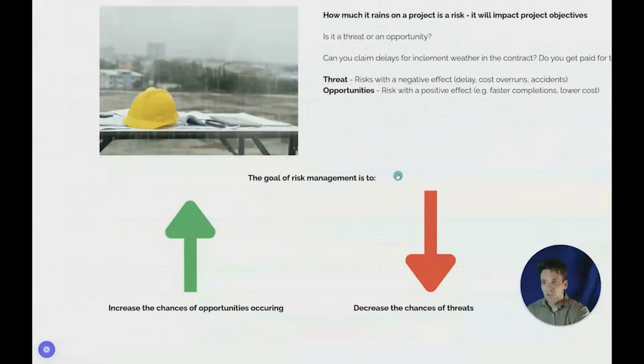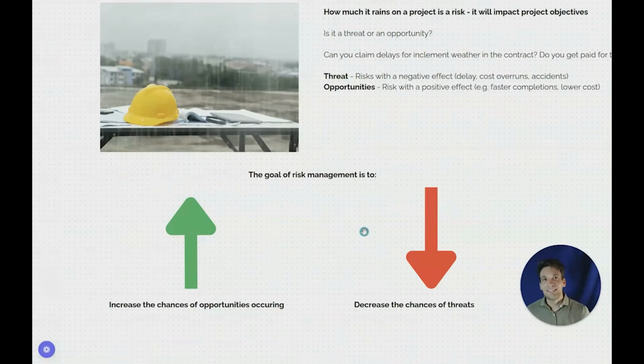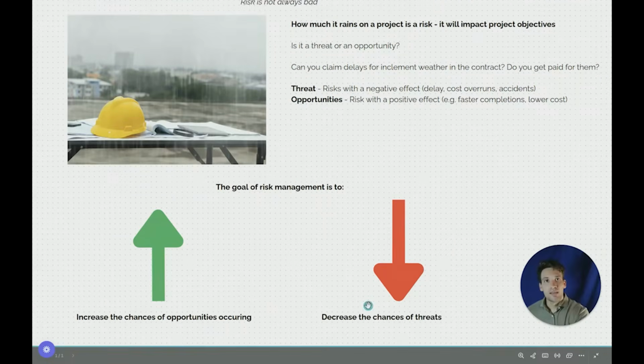Okay, so the goal of risk management isn't just to deal with the negative consequences, it's also to increase the chance of our opportunities happening. So on one side, we're trying to eliminate or reduce the impact of our threats, but we also want to increase the chances of our opportunities happening.